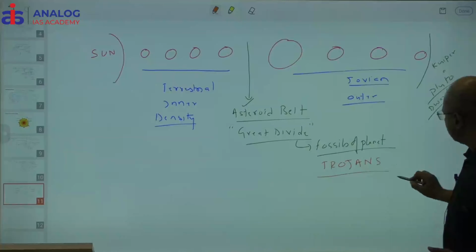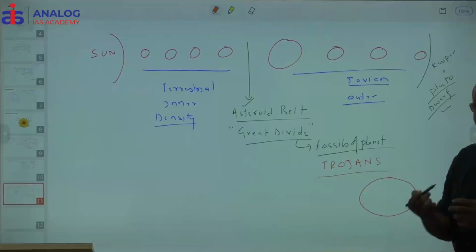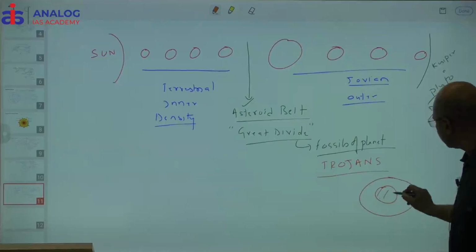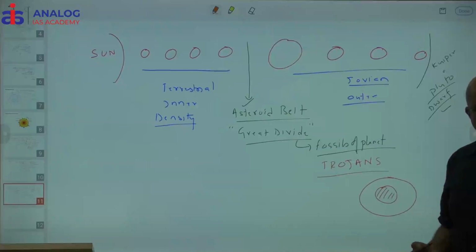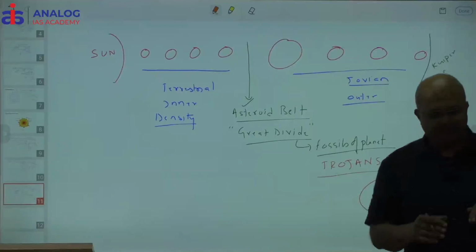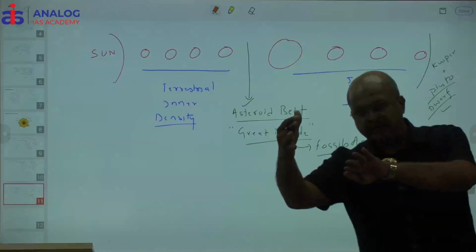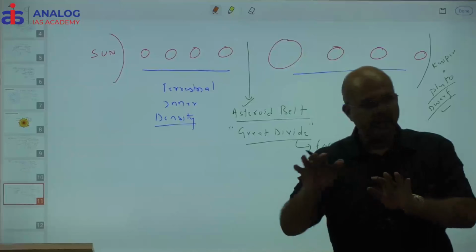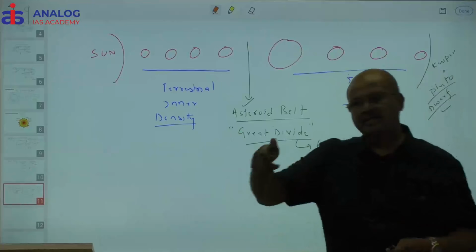Asteroids are common. Within asteroids, we have certain asteroids which are referred to as Trojans. Trojans are asteroids with a certain character. What is that certain character?